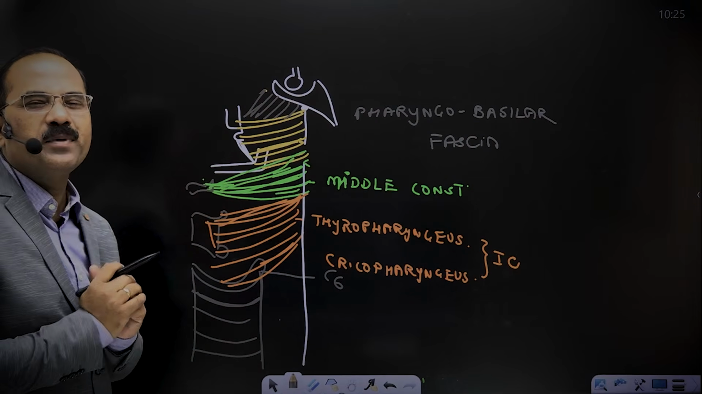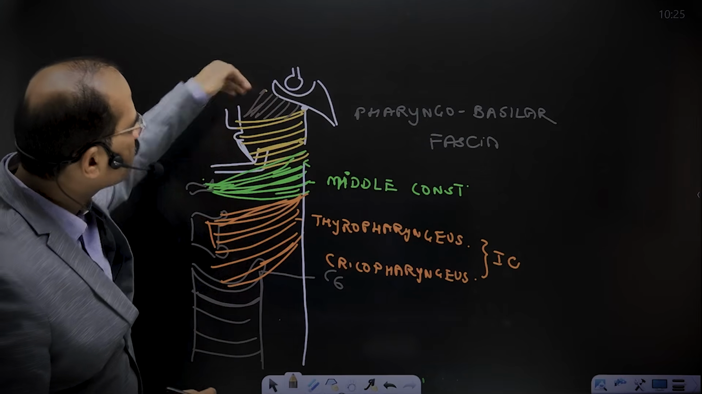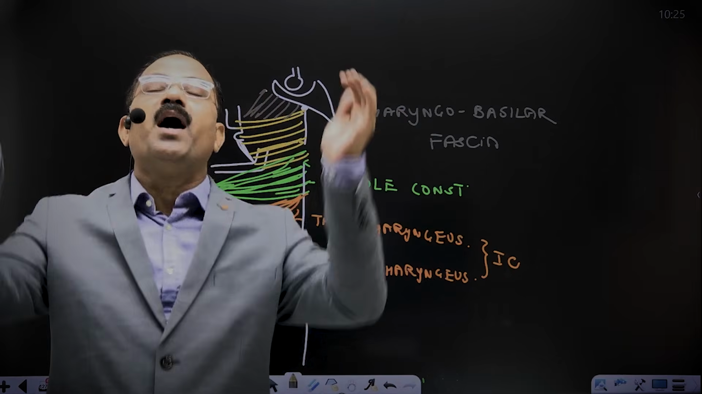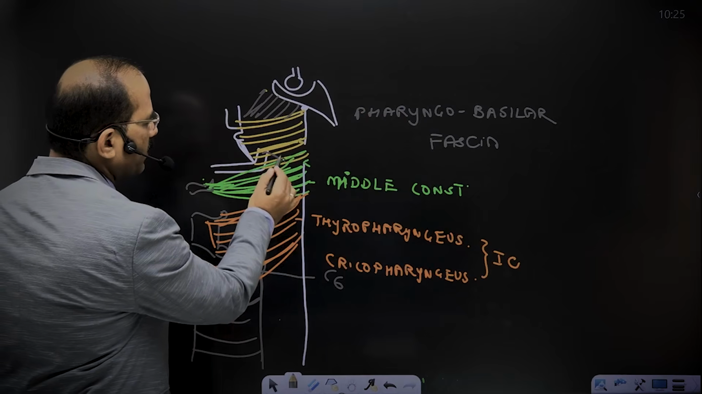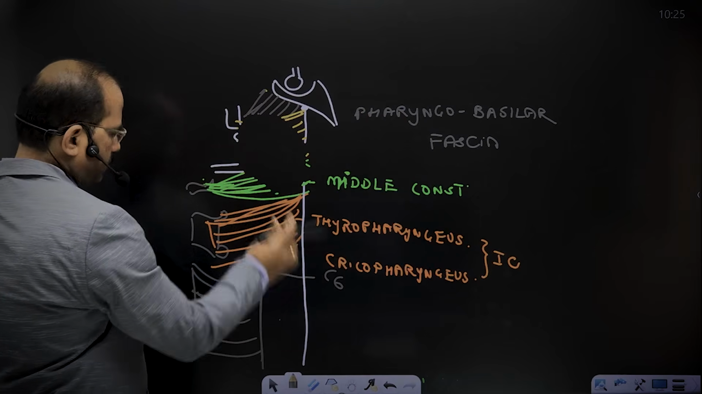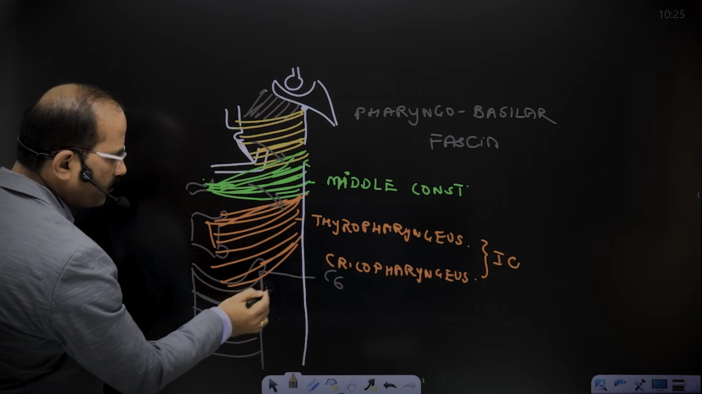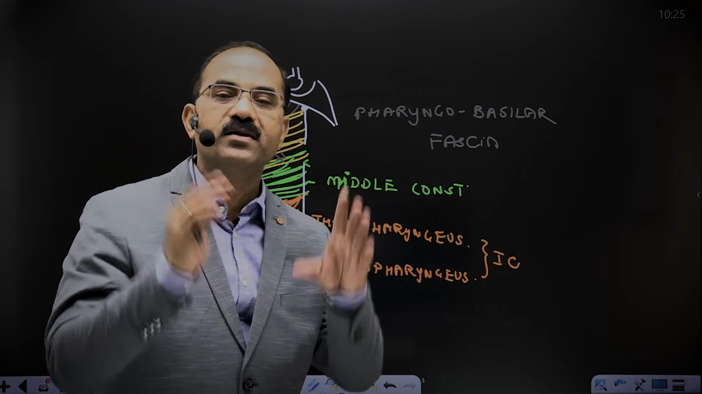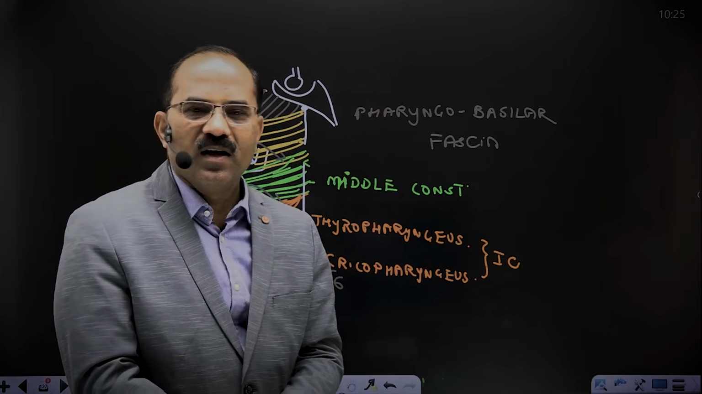That's the Pharyngobasilar Fascia. So there are certain structures which will pierce this Pharyngobasilar Fascia and enter the pharynx. So there will be structures which go above the superior constrictor, structures which go between the superior and the middle, between the middle and inferior, and below the inferior constrictor. That's how the structures would enter inside the pharynx. Am I clear, students? Are you able to follow this?